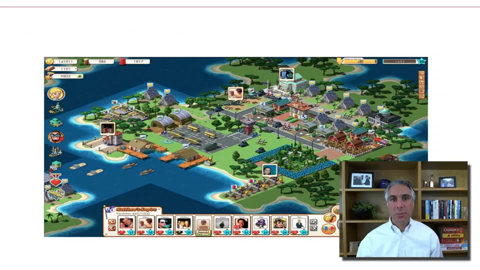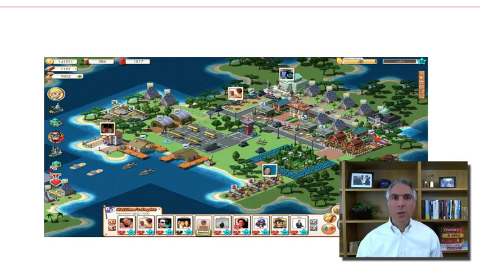So let me give you an example. This is Empires and Allies. It's a casual social game on Facebook made by Zynga. And clearly this is a game. We can see the kind of graphical interface that we typically see in a game and the various kinds of pieces that give a game-like experience. You don't need to know how to play the game. You can just look at it and see that's a game.